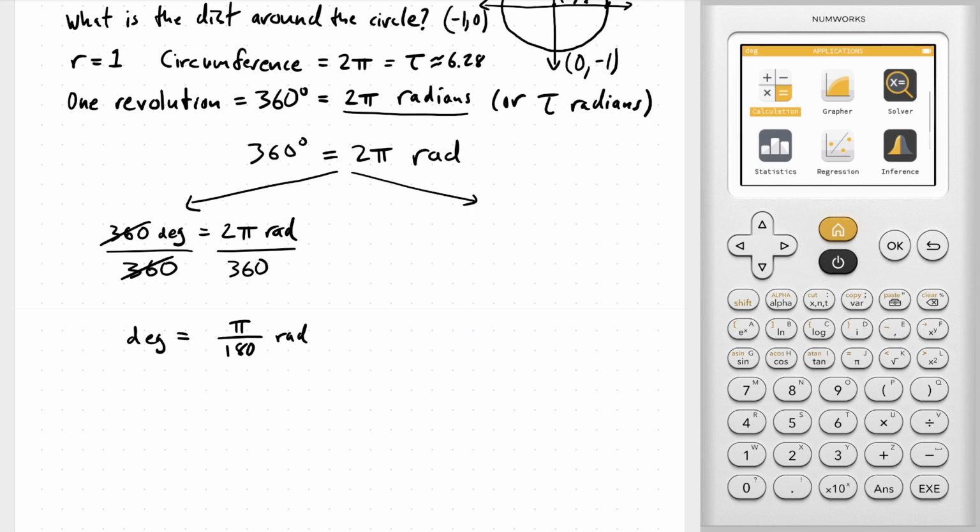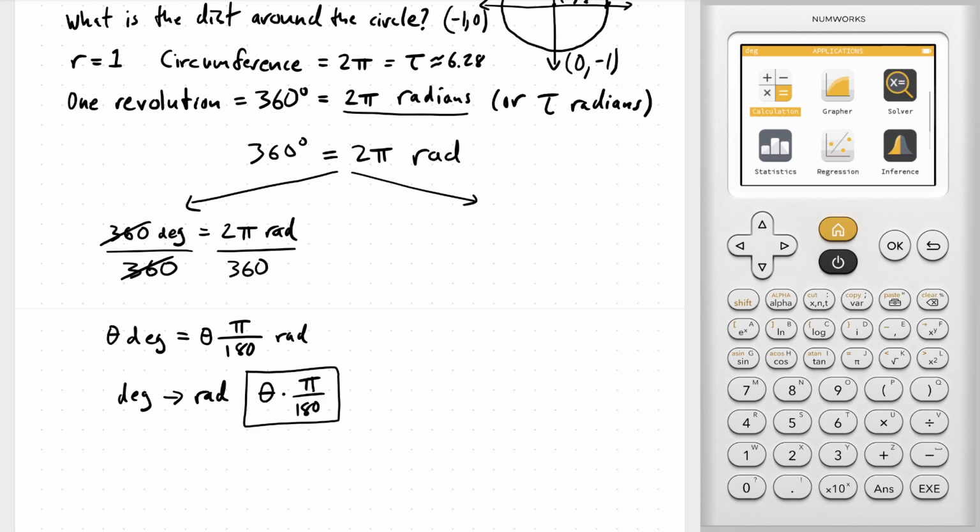And so what that means is that 1 degree is equal to pi over 180 radians. And for any number of degrees theta I can put in here, theta degrees equals theta times pi over 180 radians. So if you have an angle in degrees and you want to convert it to radians, all you do is take the angle and multiply it by pi over 180. That is how you turn degrees into radians.